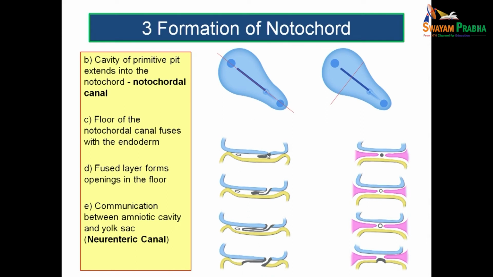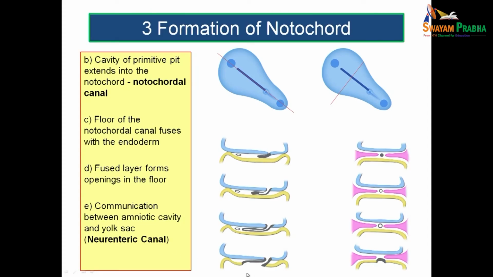Neurenteric canal. So first we had the notochordal process, which is just a solid cord of cells. Since the primitive pit is extending into it, this solid cord of cells is becoming converted into a canal. So that is known as the notochordal canal. Now, the canal descends down and fuses with the endodermal layer, and later the floor just disappears, so that a communication is made between the two major cavities, the amniotic cavity and the yolk sac. So this newly formed canal is known as the neurenteric canal.